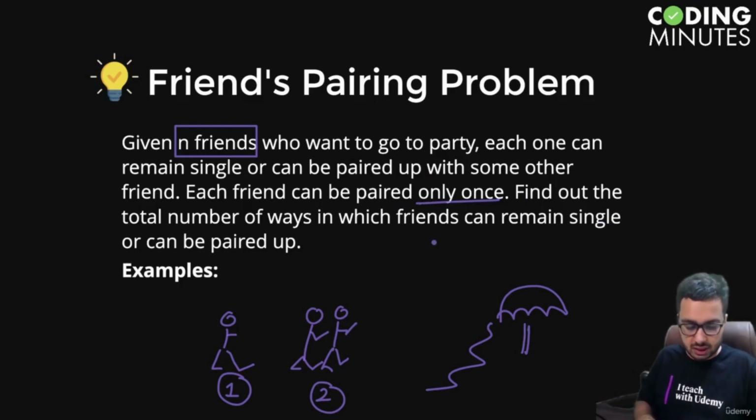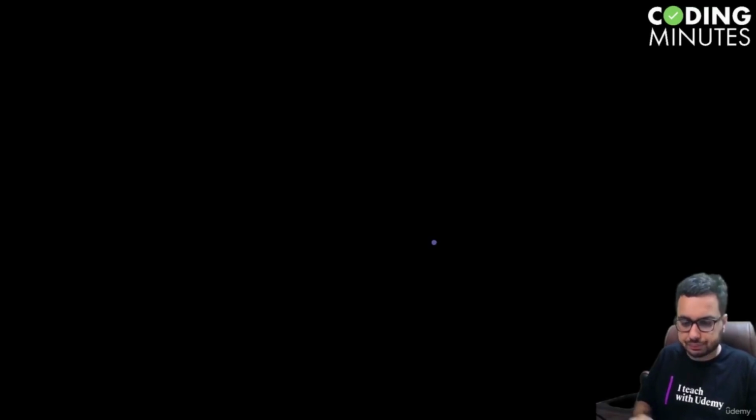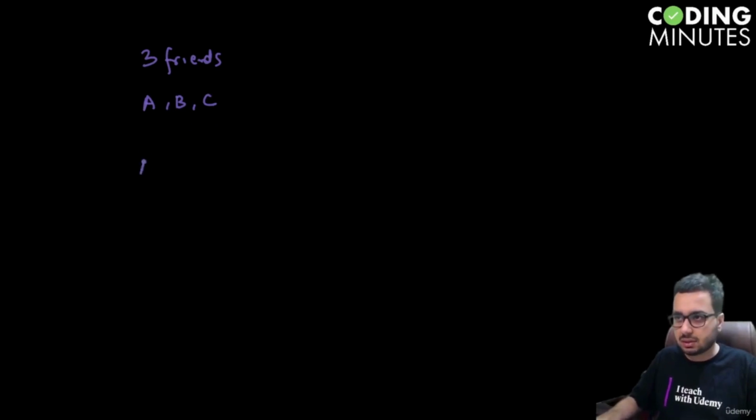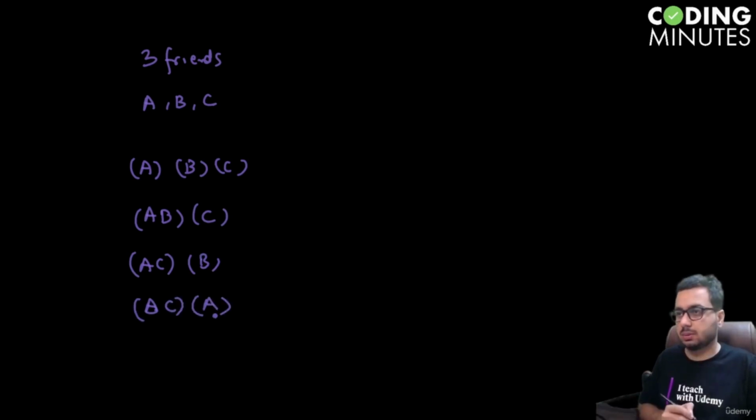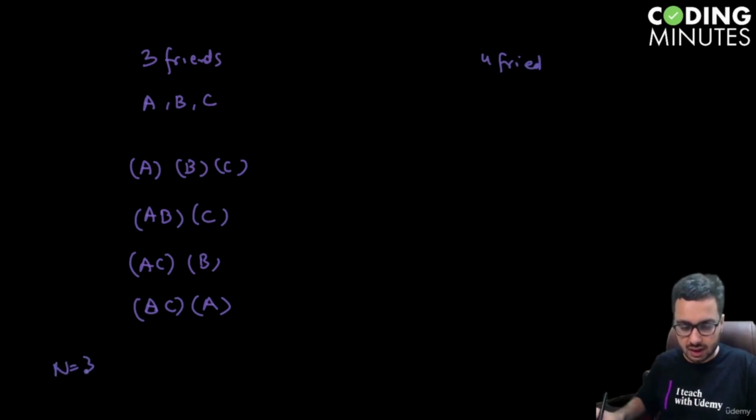Let us take an example where we have 3 friends, A, B and C. All of them can go as single, so there is one way: A goes alone, B goes alone, C goes alone. Or maybe A and B pair up and C goes alone. Or maybe A and C pair up and B goes alone. Or maybe B and C pair up and A goes alone. That is also possible. So for n equal to 3, the answer is 4.